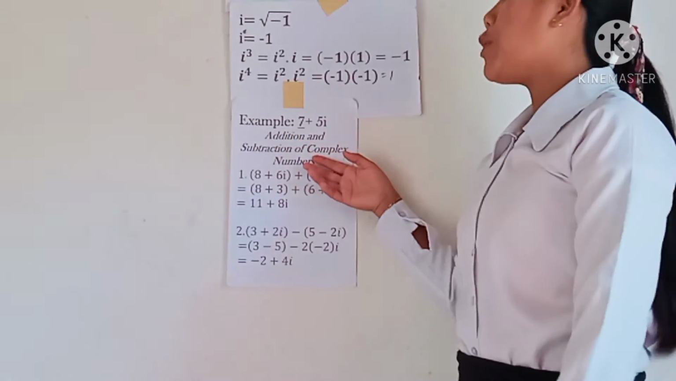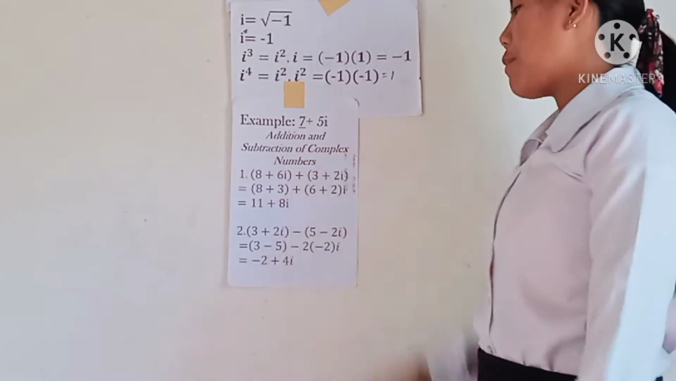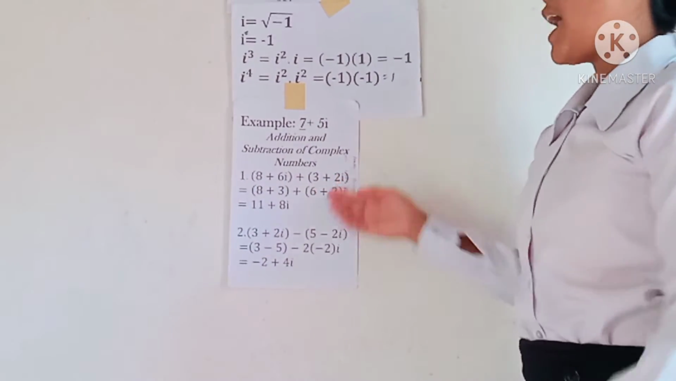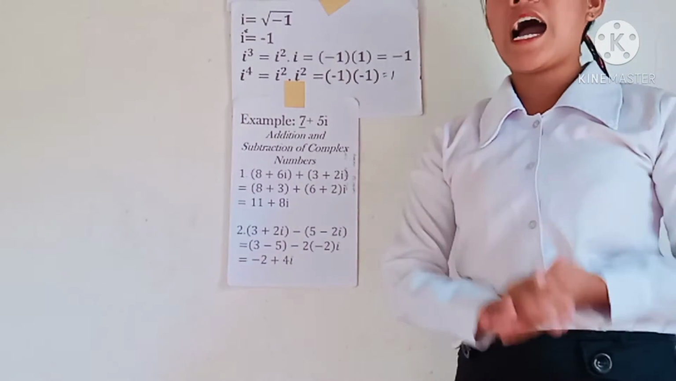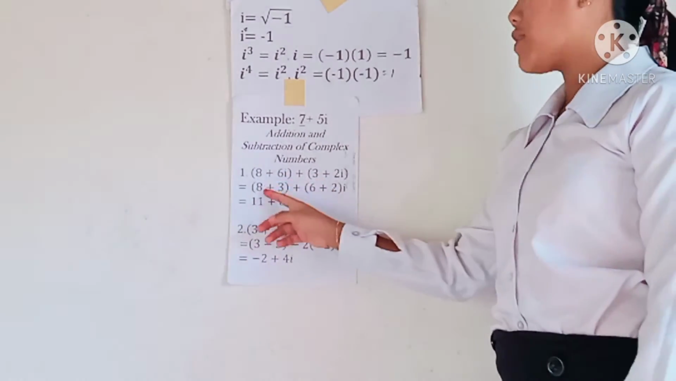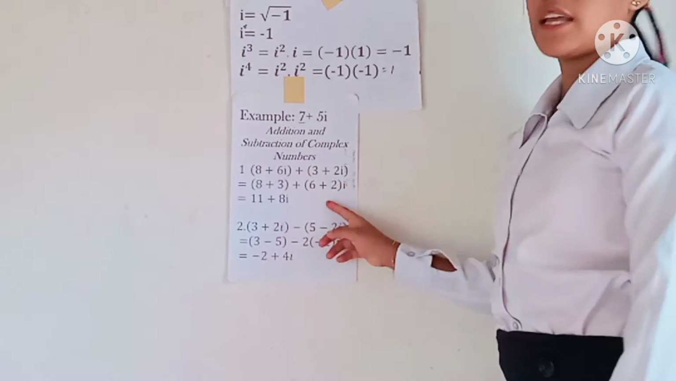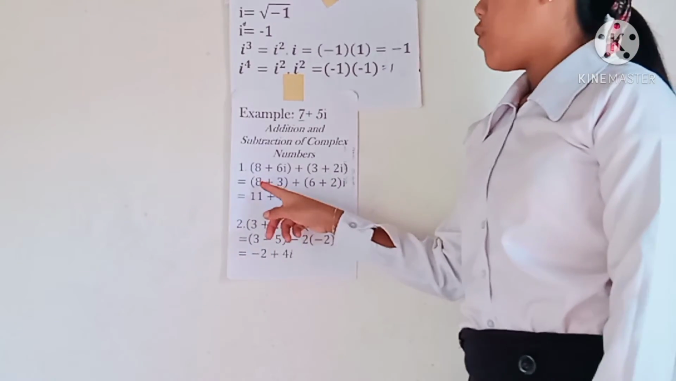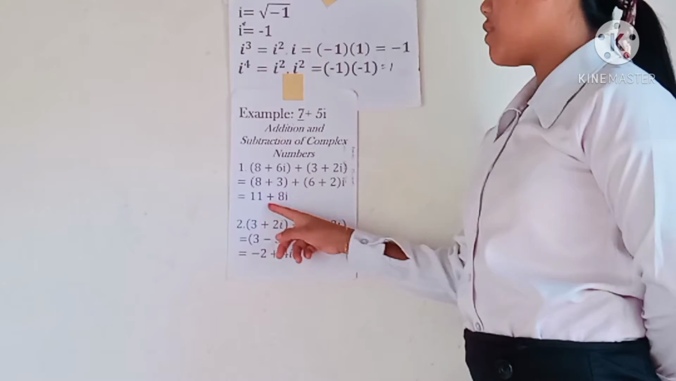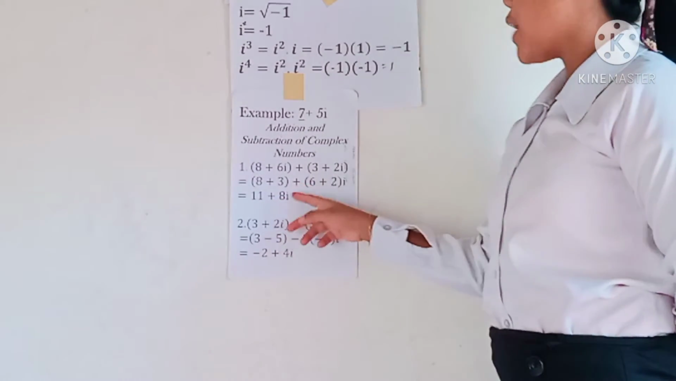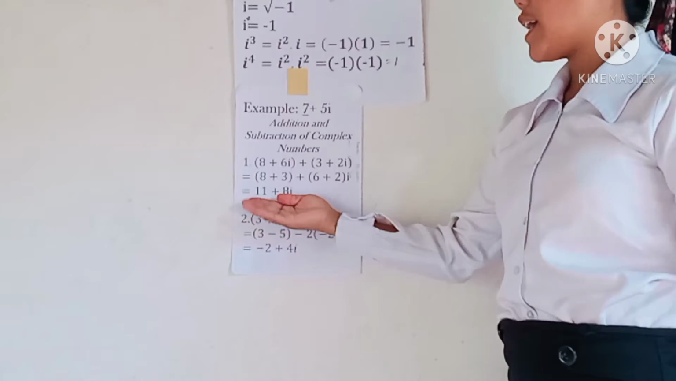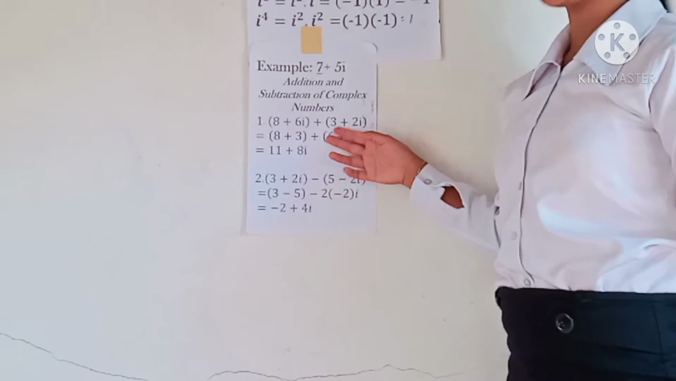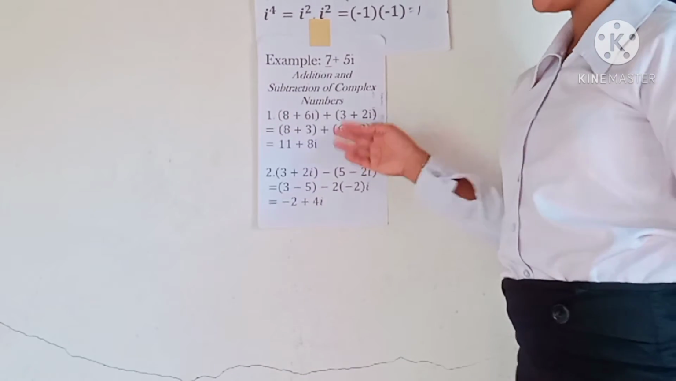As an example of addition and subtraction of complex numbers, our given is 8 plus 6i added by 3 plus 2i. We will add the like terms, which are 8 and 3, and 6 and 2, and we will put the i on the outside part. 8 plus 3 is equal to 11, and 6 plus 2 is equal to 8, and the i. This is the result of these given numbers. This is the example of addition in complex numbers.